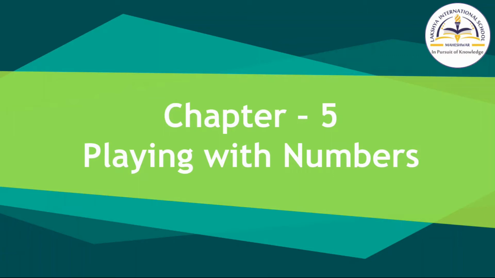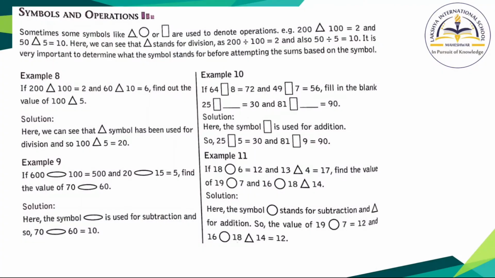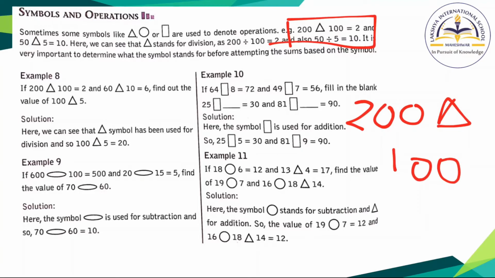Today we are going to continue chapter number 5, Playing with Numbers, of class 8th mathematics. Our next topic is symbols and operations. Here you can see one example given: 200 rectangle 100 equals 2. So here you just have to identify which operation takes place in the place of this symbol.